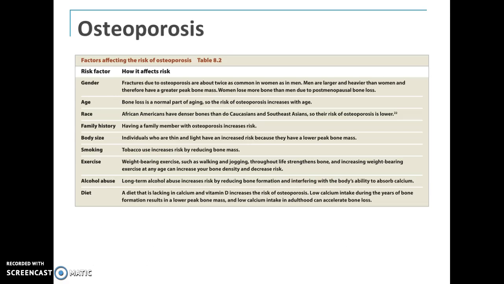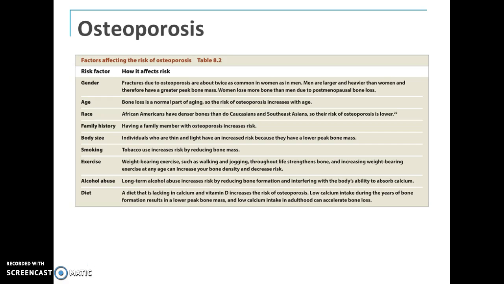So here you can see a table, 8.2, that shows the risk factor and how it affects risk. So some highlights here. African Americans have denser bones than Caucasians and Southeast Asians. Age, we're going to age throughout the lifespan, and so our risk of osteoporosis is going to increase as we get older. People who are heavier have more weight bearing on their bones, so their bones are going to react by getting stronger. So if you're thin and light, you have an increased risk.